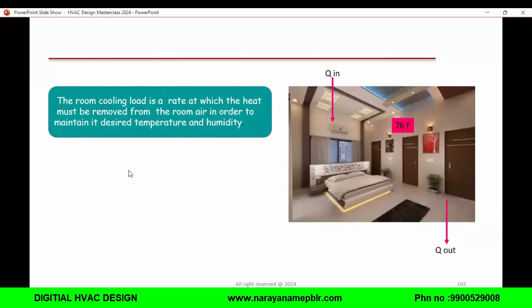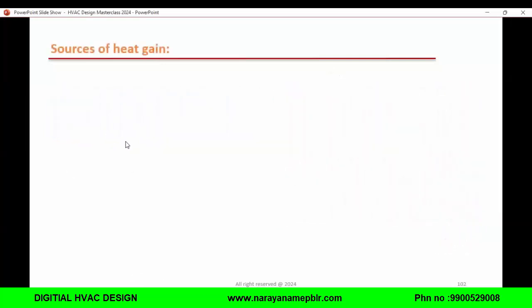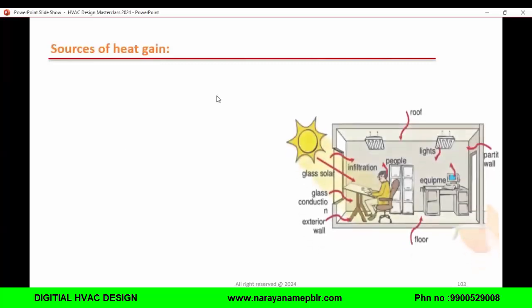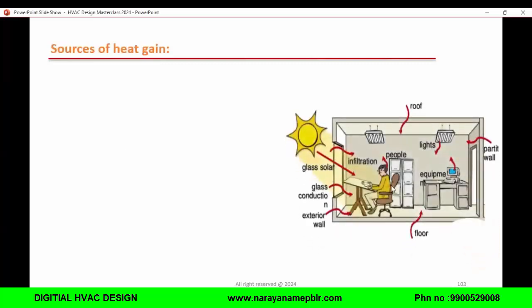One thing about all I mentioned: you have to maintain the desired temperature. Now, source of heat gain. We have two sources of heat gain, as we discussed. This scheme is given just to make you understand. Outside, some heat will try to enter the space, and inside you have people, lighting and appliances.